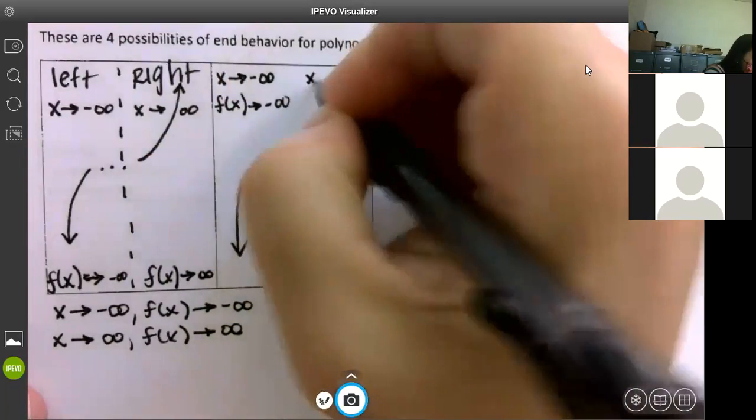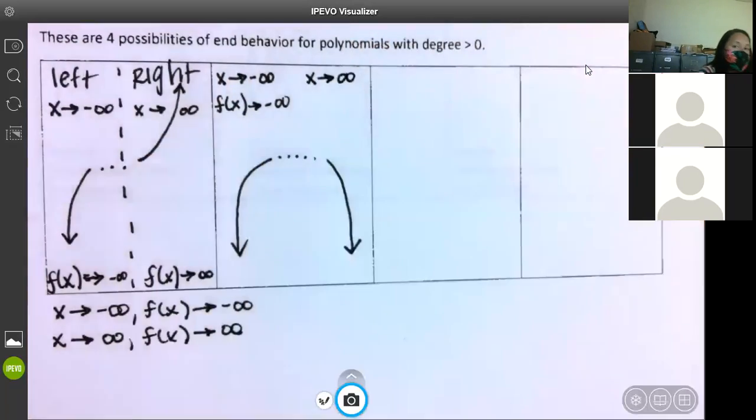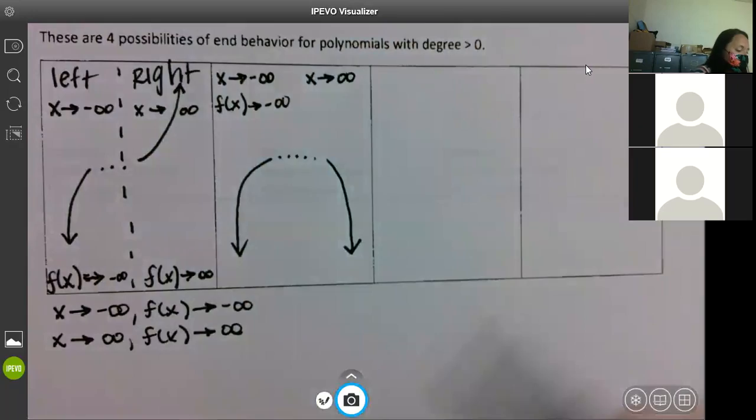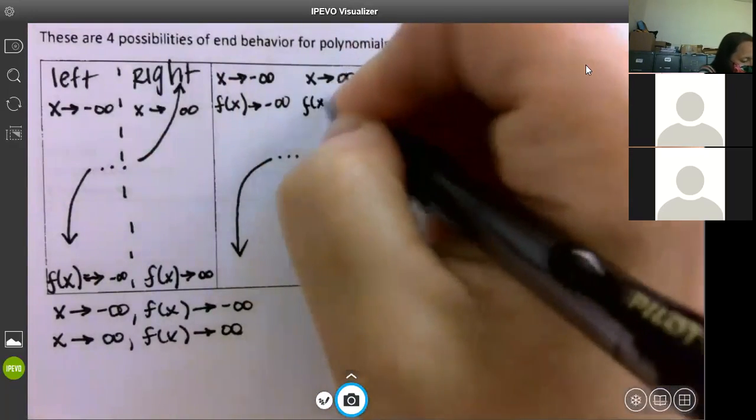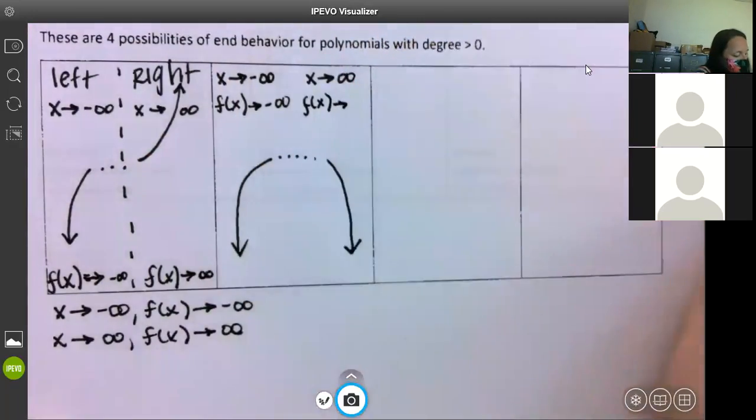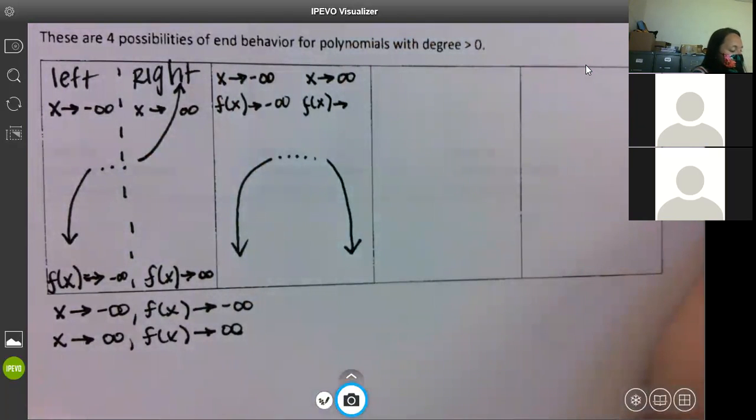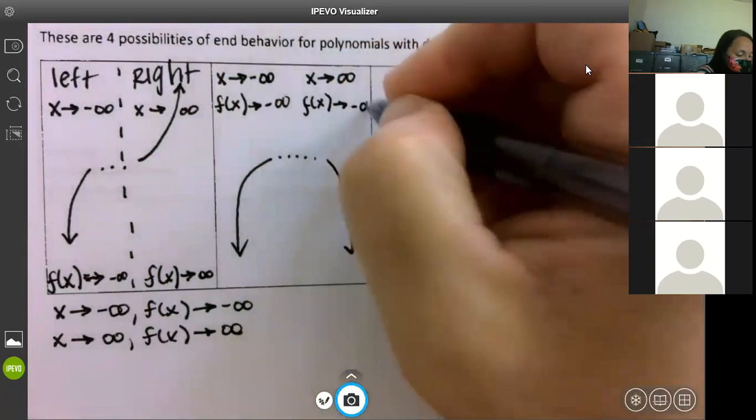On the right side, the right is done by x is positive infinity. Where does the right side point? Negative infinity. Thank you, thank you.